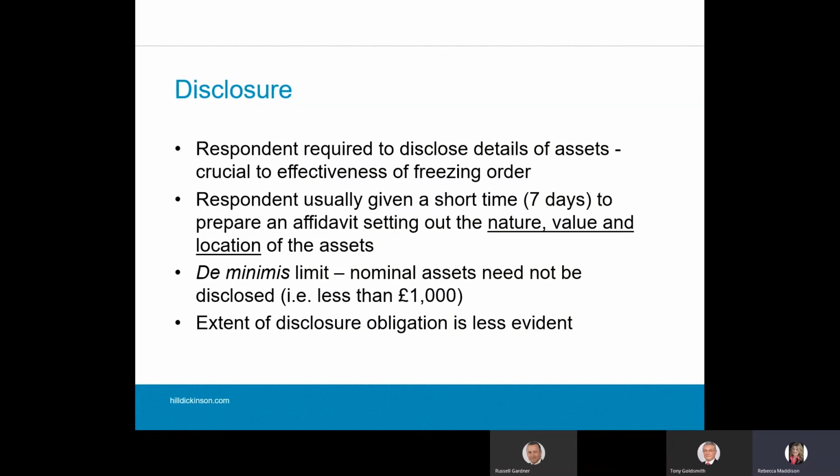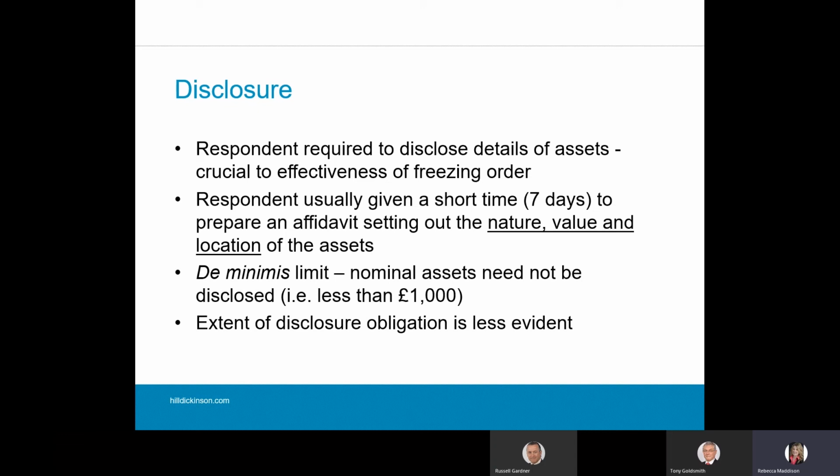We've now got our worldwide freezing order. We're now going to look at what the respondent is required to disclose in terms of the details of their assets, which is crucial to the effectiveness of a freezing order. The respondent is usually given a short time, let's say 7 days, to prepare an affidavit setting out the nature, value and location of the assets.